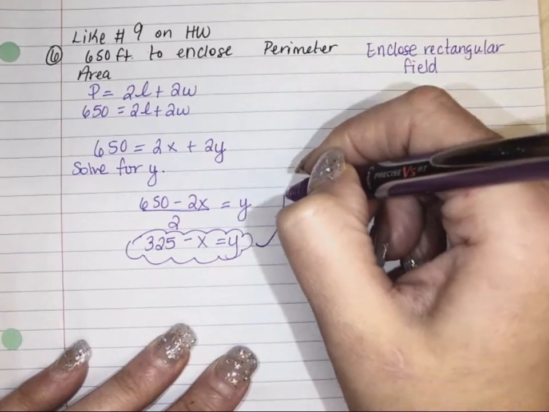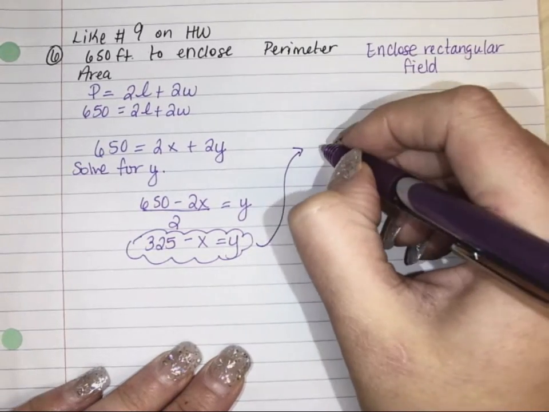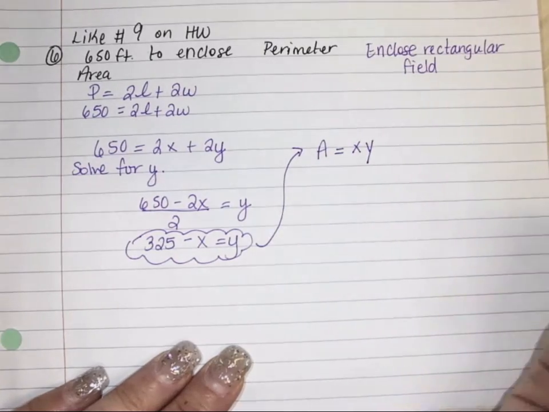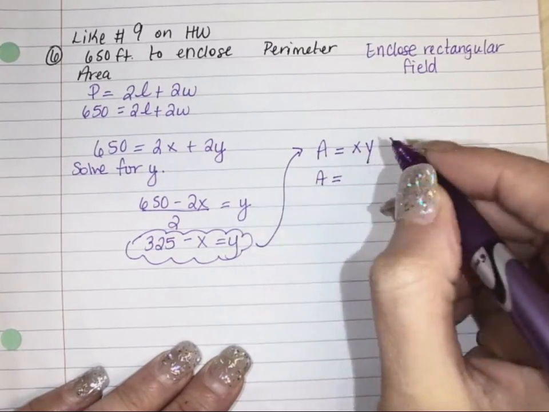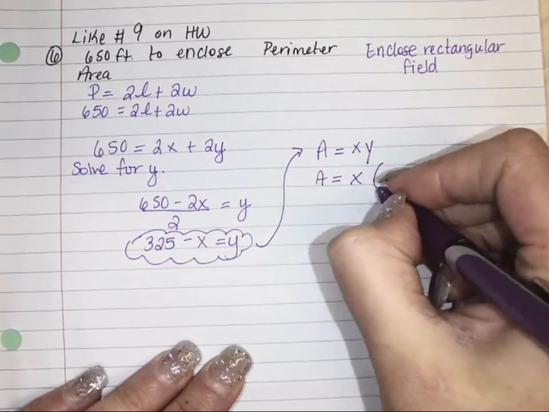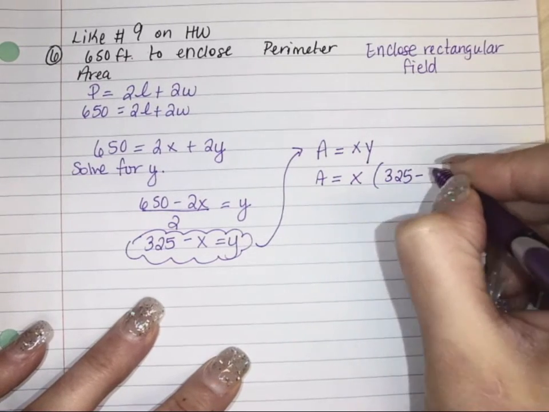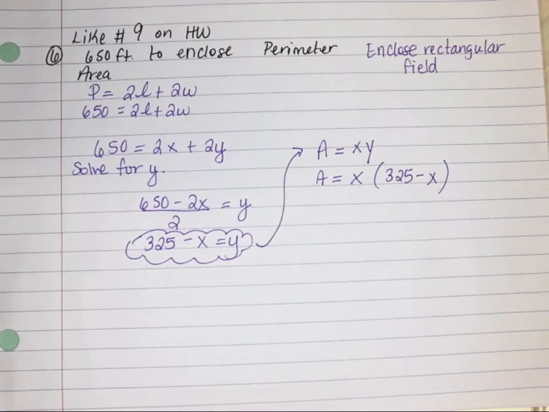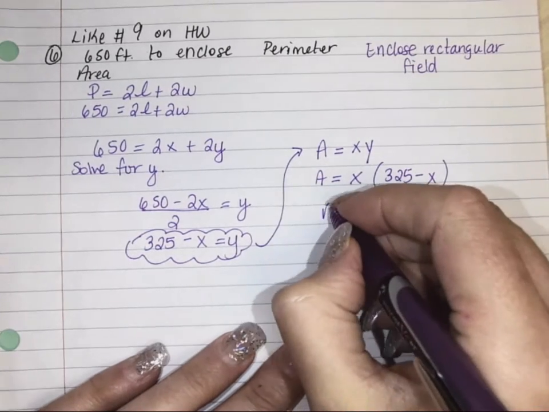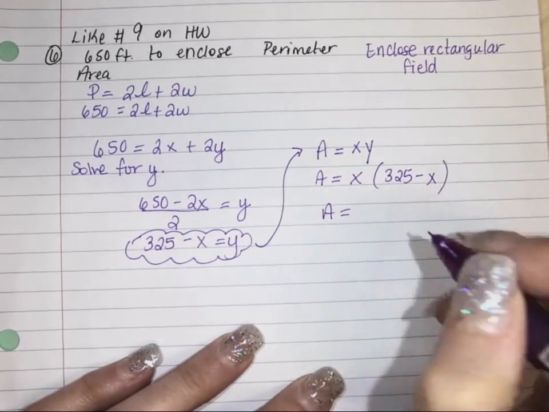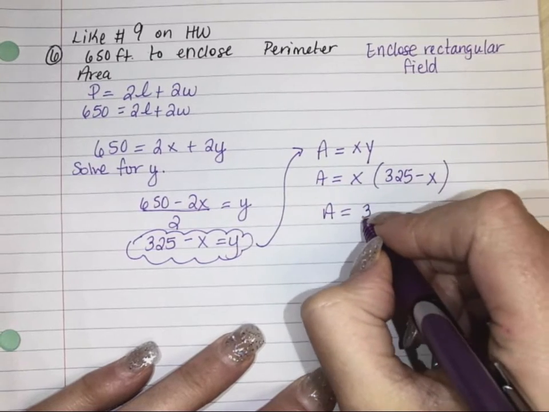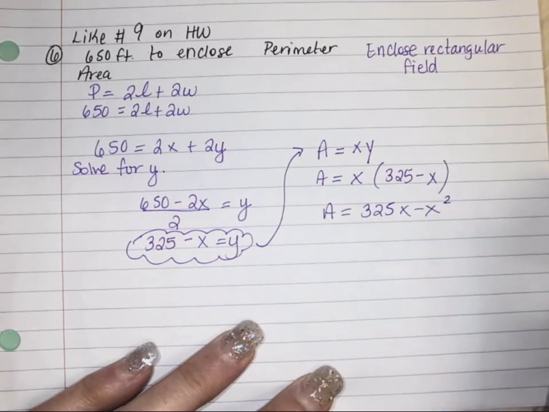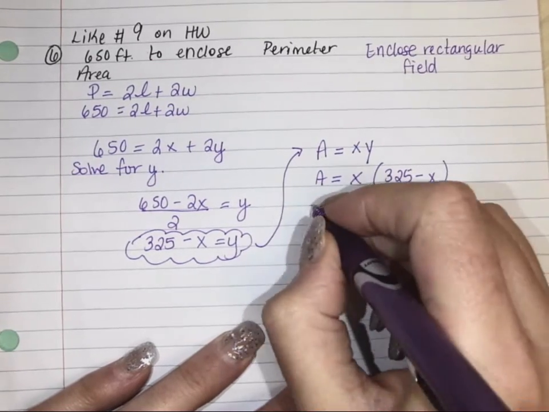Now we take that, then I plug both of those in for the area equals length times width. And then I'm just going to say x times 325 minus my width. And then distribute. So your area in terms of one of your dimensions x is 325x minus x squared. And of course that is in feet squared.